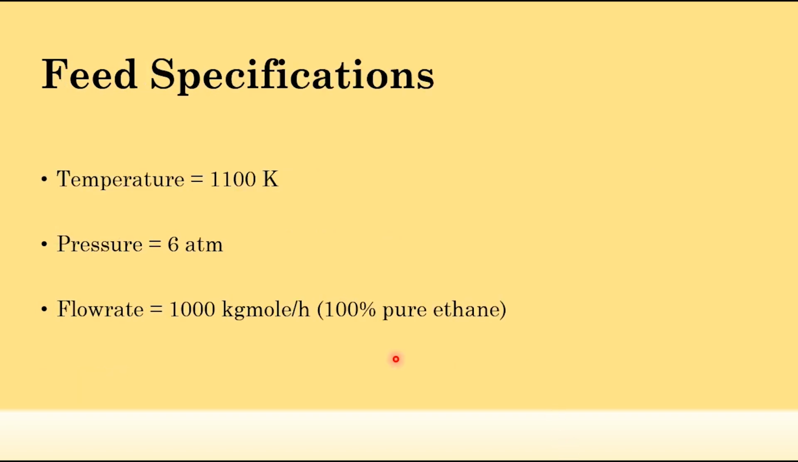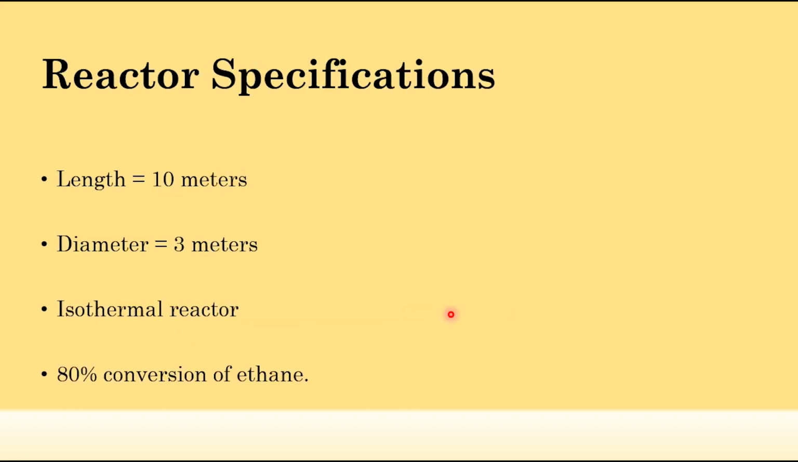The feed specification includes a temperature of 1100 Kelvin and a pressure of 680 kPa. The feed flow rate is 1000 kg mole per hour with pure ethane feed in the system, and the reactor specification, as an initial guess, is a length of 10 meters and a diameter of 3 meters. It's an isothermal reactor, meaning the feed temperature and the product temperature should remain the same.